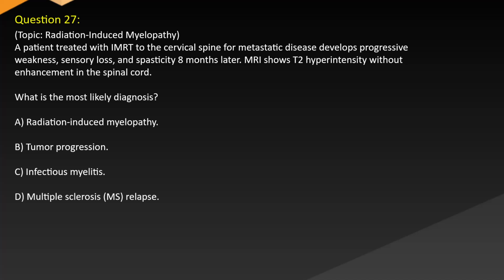Question 27. Topic: radiation-induced myelopathy. A patient treated with IMRT to the cervical spine for metastatic disease develops progressive weakness, sensory loss, and spasticity 8 months later. MRI shows T2 hyperintensity without enhancement in the spinal cord. What is the most likely diagnosis?